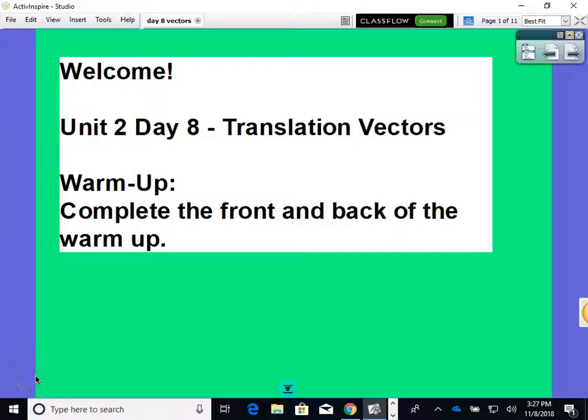Hey there guys, today we're going to be learning about translation vectors. Another name that they could be called are transvectors or glide reflections. You need to make sure you do the warm-up before you get into the notes. I will do the warm-up with you on this video just in case you were struggling with it. It's just a little bit of algebra review, and then we'll get into our transvectors.